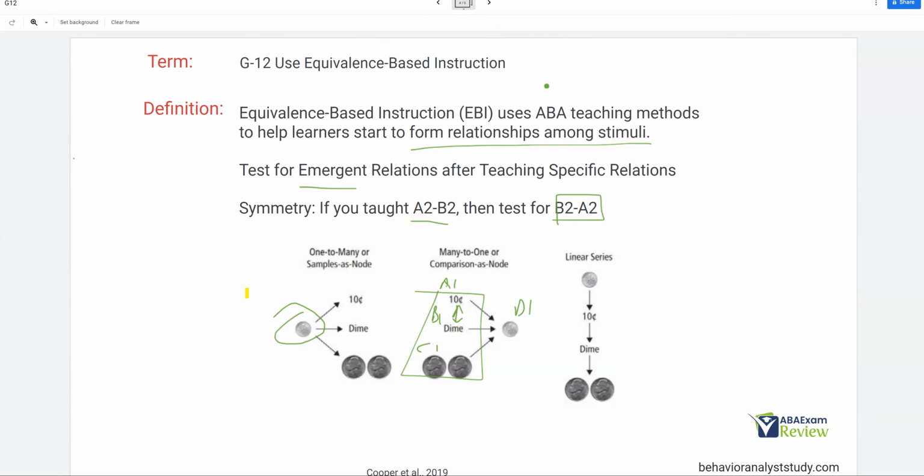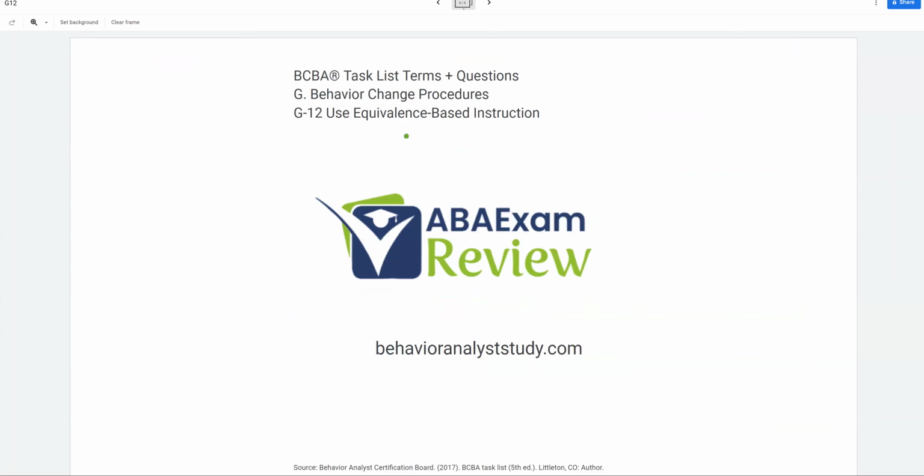Don't overthink equivalence and stimulus equivalence and equivalence-based instruction. What is your relationships among your stimuli? That is G12, equivalence-based instruction. Now, don't get overwhelmed here. If this is a difficult topic for you, that's okay. Let's move on to something else and we'll come back to it, okay?